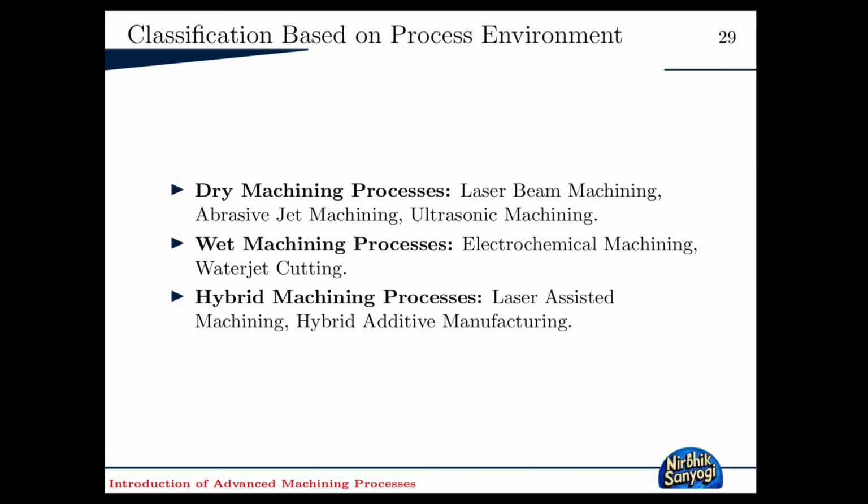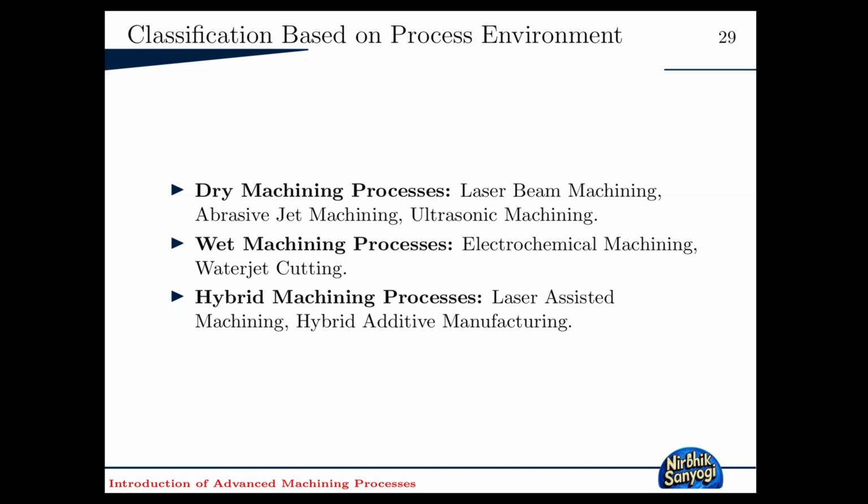Based on process environment, there are three types: dry machining process, wet machining process, and hybrid machining process. Under the dry machining process are laser beam machining, abrasive jet machining, and ultrasonic machining, where no coolant or any solutions are used. For example, in laser beam machining, the laser light comes and directly contacts the workpiece, and where the light impinges, melting and vaporization occur, and no liquid is used.